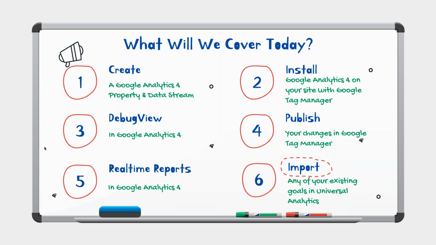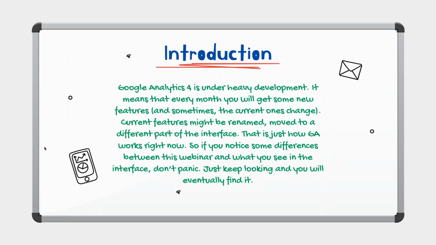All righty. So as an introduction, the caveat to all of this is that Google Analytics 4 is under heavy development, right? It means that every month, every time you log in, you'll get some new features, and sometimes some will go away or change or be moved to a different part of the interface. Right now, unfortunately, that is just how G4 is working. It is brand new. It just came out of beta, so Google pushed it out quickly, and now they're going to be deprecating Universal quickly. So it's not completely baked.